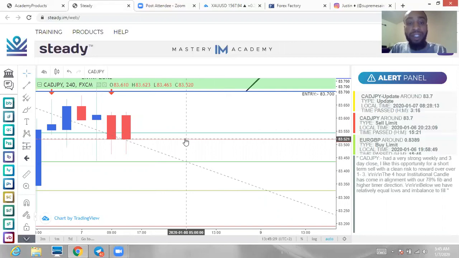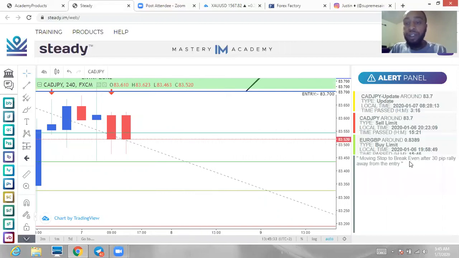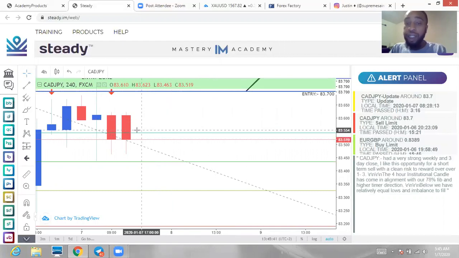And as of right now, this is where the market currently is, and they're telling you to adjust your stop loss to break even, just in case it reverses, you won't lose any money at this point. So a sell limit is broken down that simple.